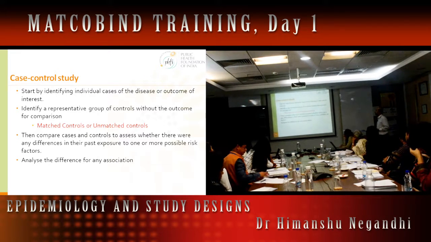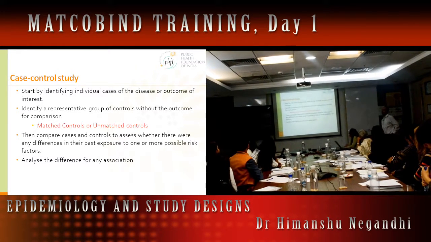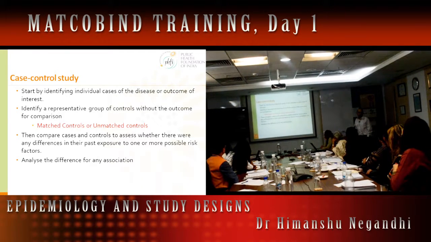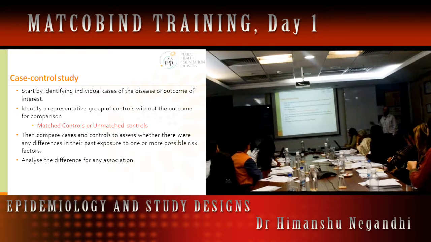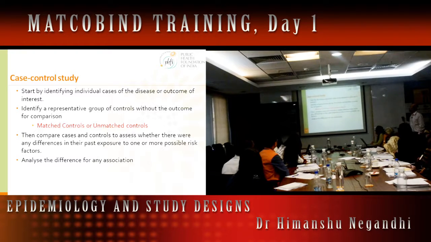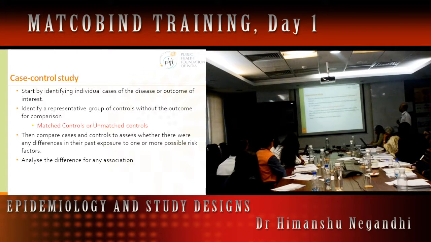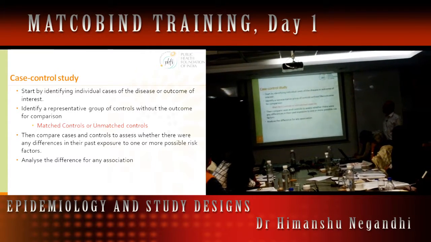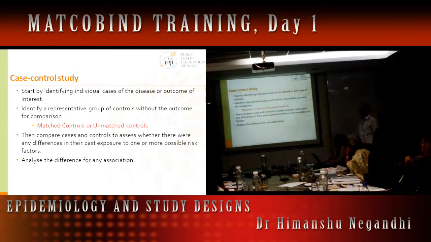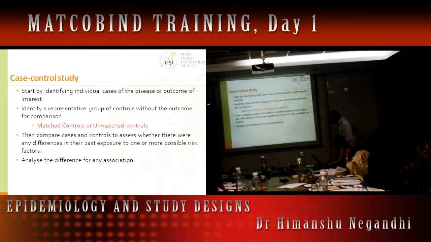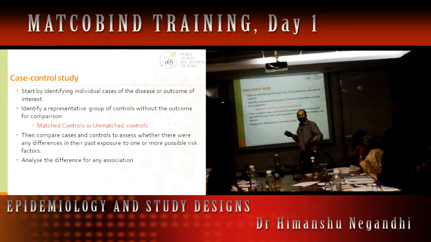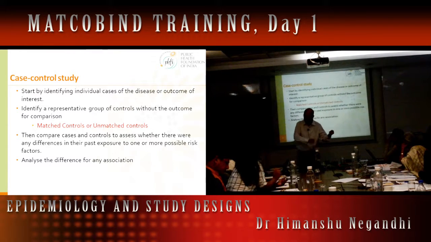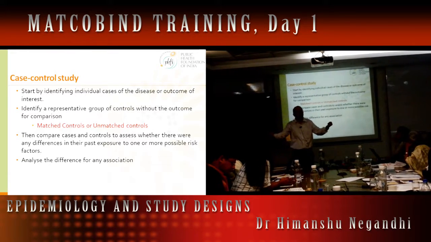We have to start by identifying, first and foremost, individual cases of the disease or the outcome of interest. Whatever the disease is, in this case it was phocomelia, or obesity in the case of burgers, you need to identify those people. Then the second step is to identify a representative group of controls without the outcome. So it's two groups, cases and controls. Cases are the ones with the disease, controls are the ones without the disease.